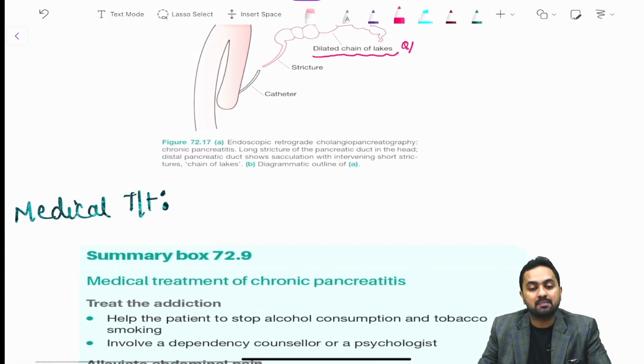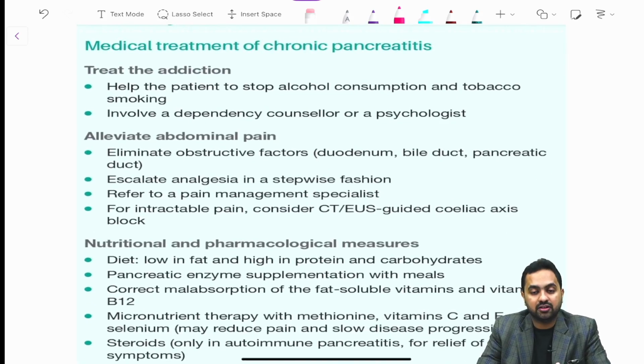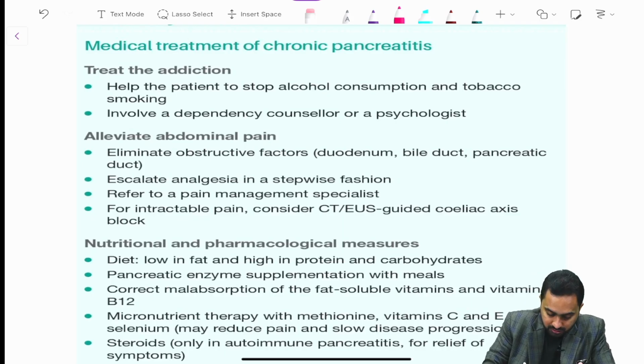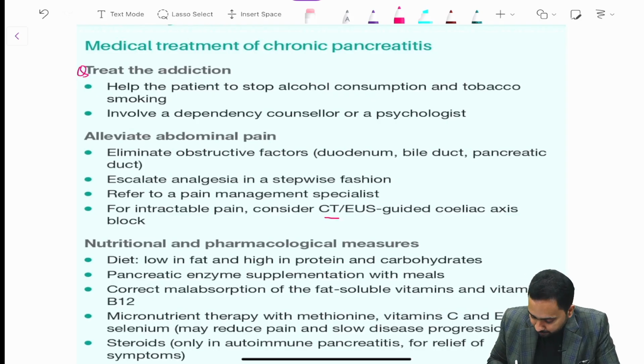Then regarding the medical treatment, we have taken this summary box of medical treatment from Bailey and Love. So it includes treat the addiction, that is to help the patient stop alcohol consumption and tobacco smoking, and involve a dependency counselor or psychologist. And then alleviate the abdominal pain, eliminate the obstructive factors like whether it is in the duodenum, bile duct or pancreatic duct, escalate analgesia in a stepwise fashion, refer to a pain management specialist, and for intractable pain consider CT or endoscopic ultrasound guided celiac axis block.